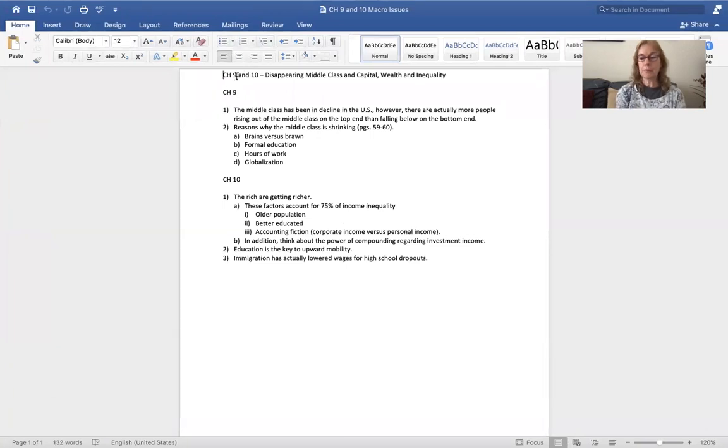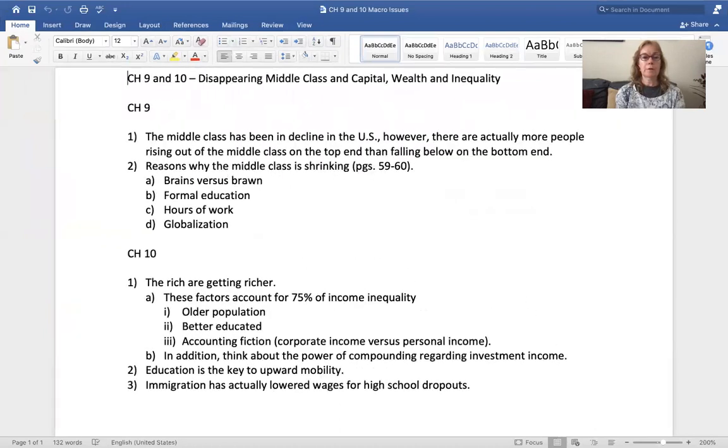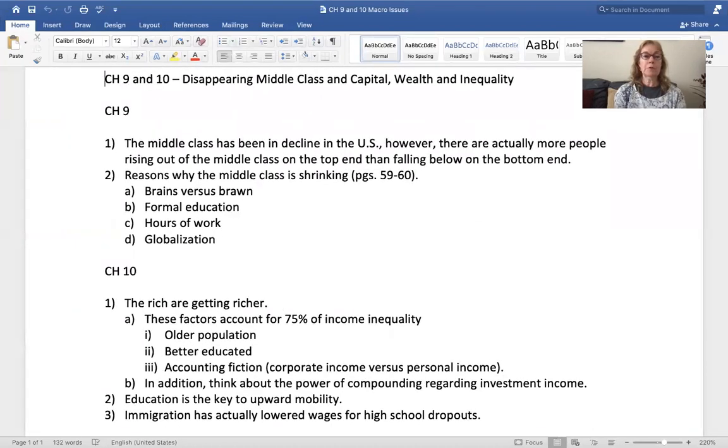Hello, this is the chapter 9 and 10 synopsis, which are combined. Chapter 9 is on the disappearing middle class, and chapter 10 is on wealth, capital, and inequality.